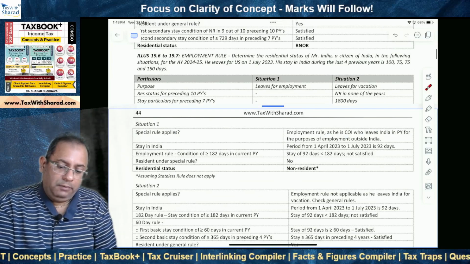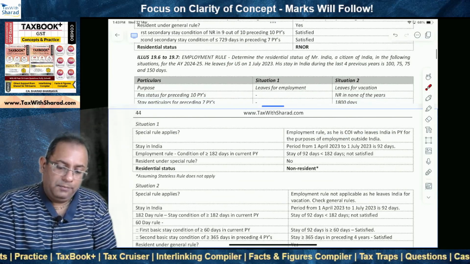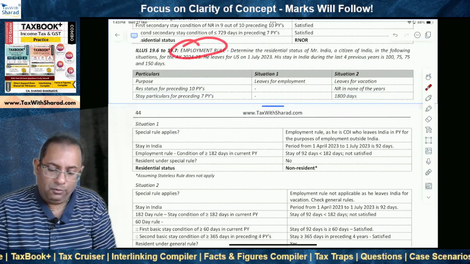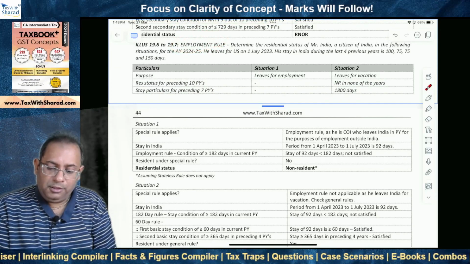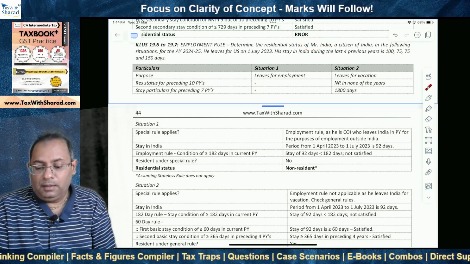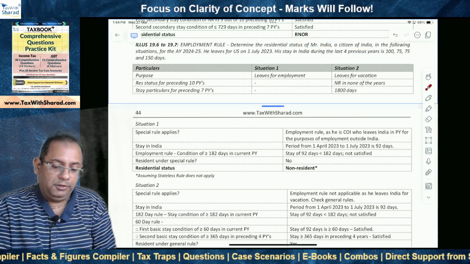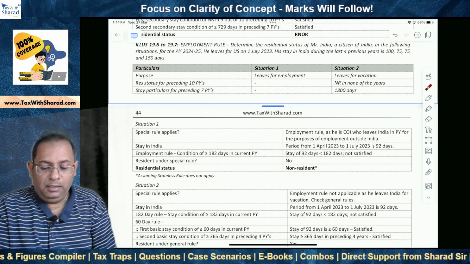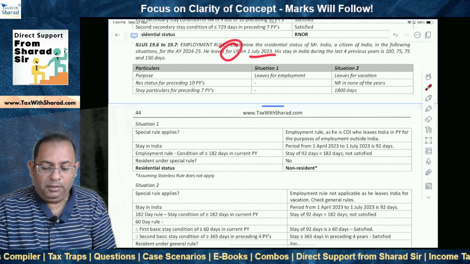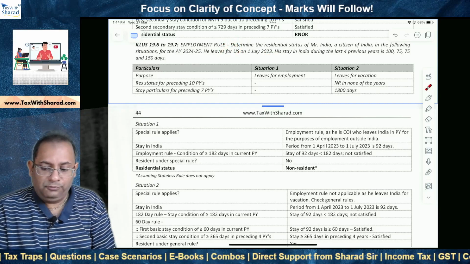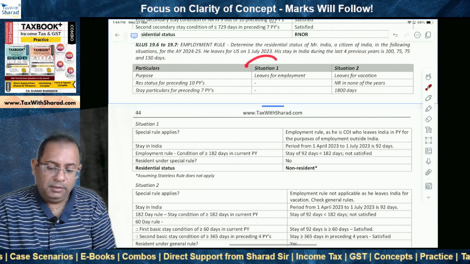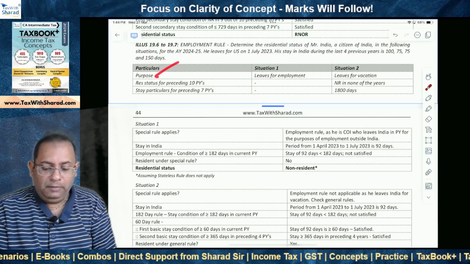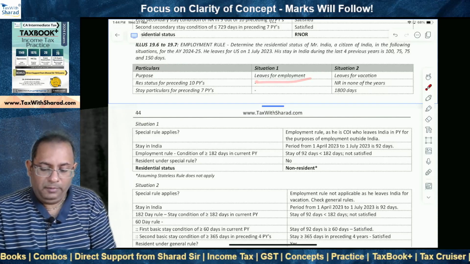In the next illustration, we will check how to apply the employment rule. Okay. Determine the residential status of Mr. India, a citizen of India, in the following situations for AY 24-25. He leaves for US on 1st July 23. His stay in India during the last 4 previous years is 100, 75, 75 and 150 days. Situation 1, the purpose of leaving India is he leaves for employment.